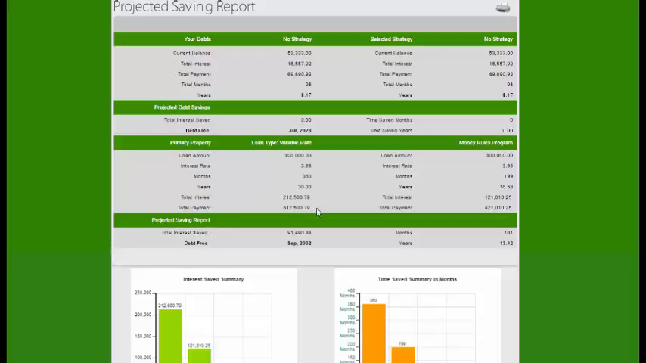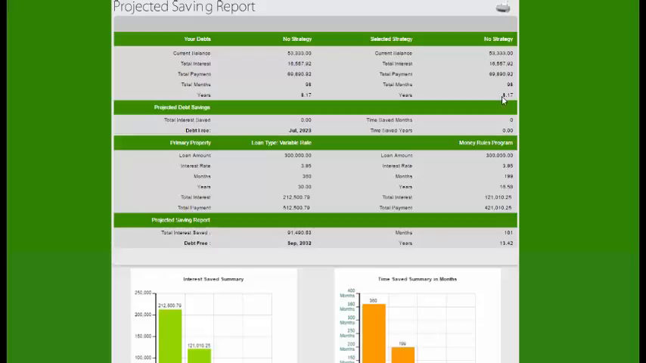But here's the interesting part. We know they're going to be out of debt here in 8.17 years. They haven't had access to this money because they've been paying off the debts. If we can show them how to take that very same money and save a lot of money, I'm sure that they're going to be interested.